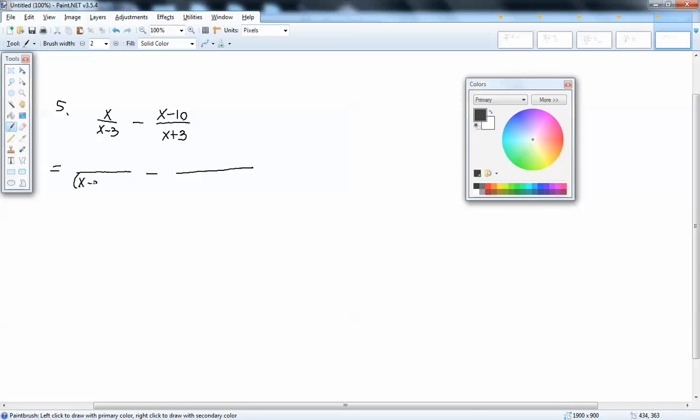So I'll put an X minus 3 here. Then I go to my next factor, the X plus 3, and I'm looking for the greatest number of X plus 3's in any single denominator. There's none in my first one, and there's 1 in my second one. So the greatest number of X plus 3's in any single denominator is X plus 3.